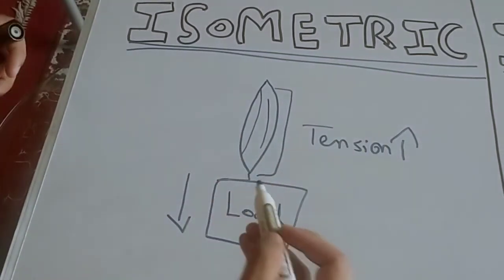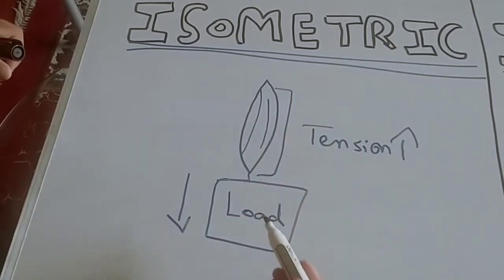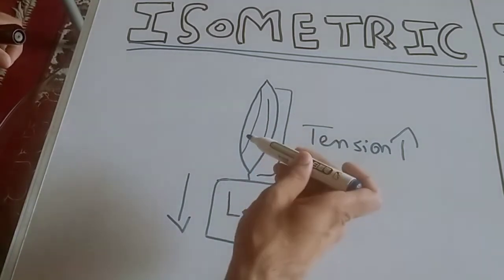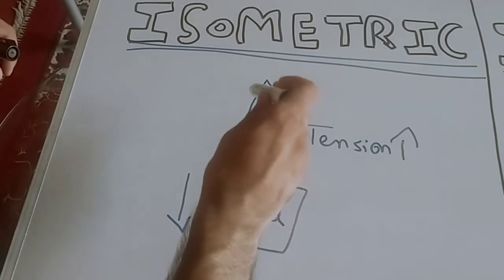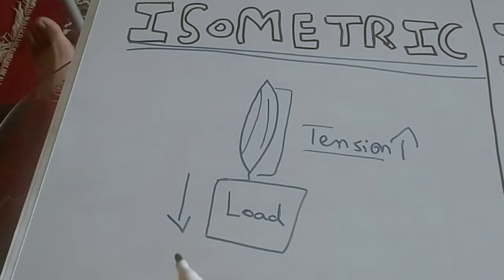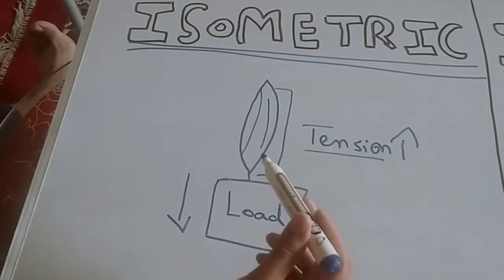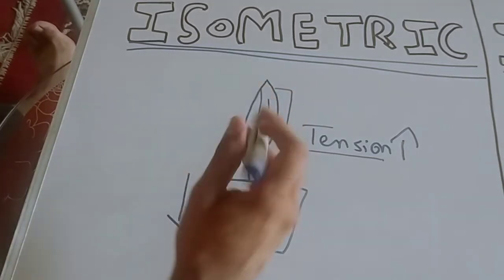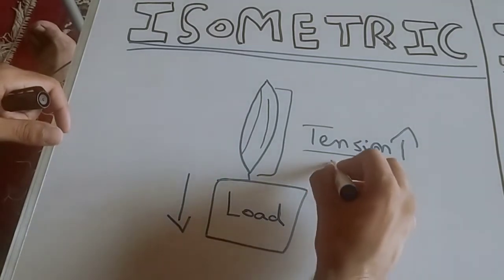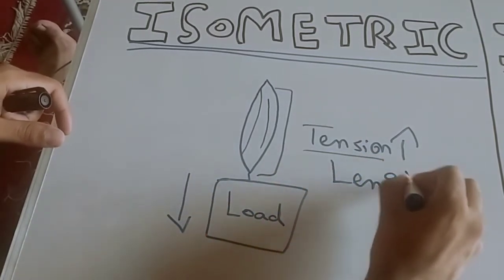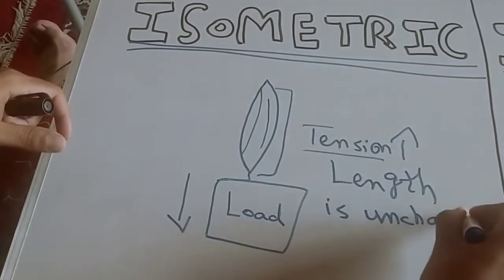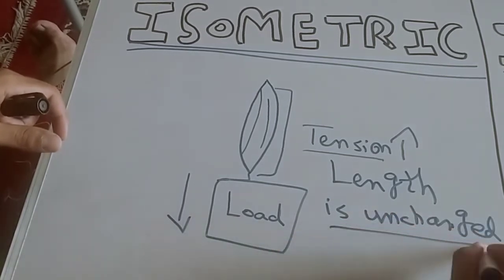This muscle would try to lift this particular load in the upward direction, but due to the large amount of weight which is pulling the muscle downward, the tension in this muscle would be greater. So this muscle would not be able to contract properly. Due to the high tension in this muscle, the length would not change. So in the isometric contraction, the length would not change. This is the important point we must remember, that length is unchanged in the isometric contraction.